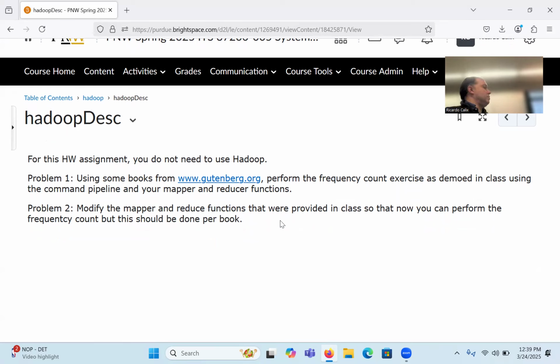Yes, this homework you have to submit a week from Wednesday. This is a lab, and this lab just shows the main idea, and then you will do a project where you do the exact same thing, but in Hadoop.